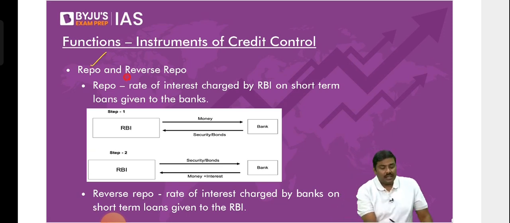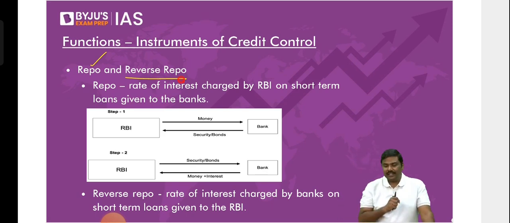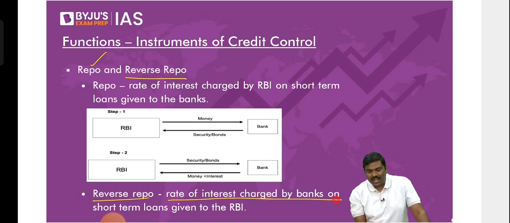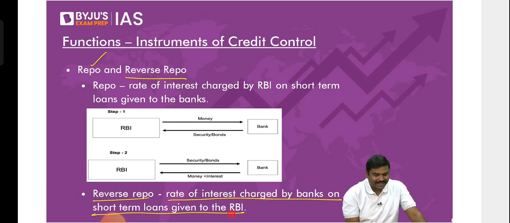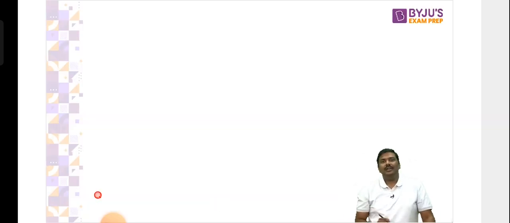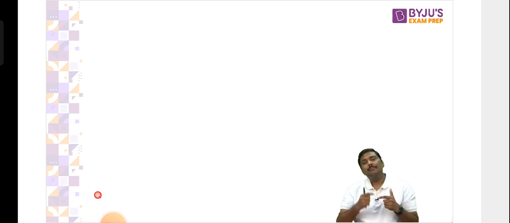Now come to the second one, reverse repo rate. What do you mean by reverse repo rate? It is the rate of interest charged by the banks on the short-term loans given by them to RBI. Don't be confused. It is a short-term loan given by a bank to RBI, and on this, a bank will charge a rate of interest.